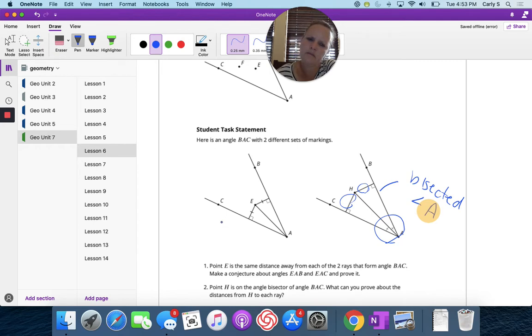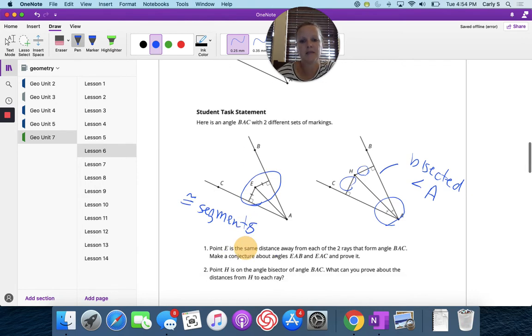Here, I don't know that I bisected angle A, but I do know that these are congruent segments, right? So point E is the same distance away from each of the two rays that form angle BAC. Make a conjecture about the angles EAB and EAC and prove it.